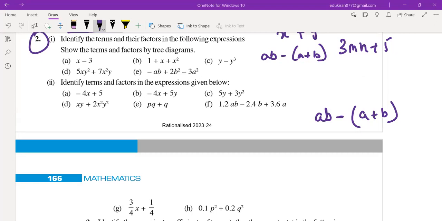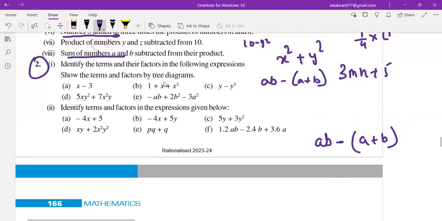So over here you have to identify the terms and their factors. Ma'am, in the second one, we also have to draw the tree diagrams, right? You can write your choice. Ma'am, I don't really remember the tree diagram, so I did it normally. Is that okay? Yeah, no problem. They have mentioned it by tree diagram. If they mention it, you have to draw it.